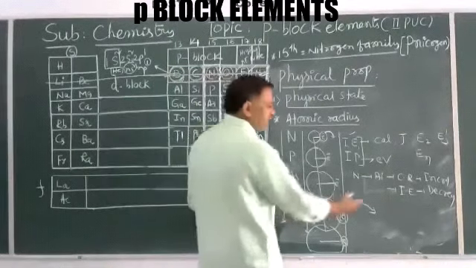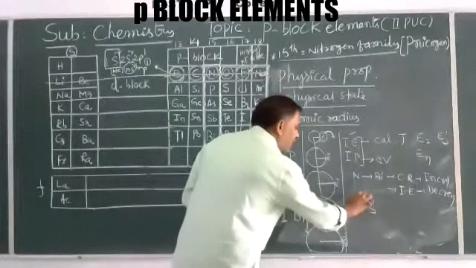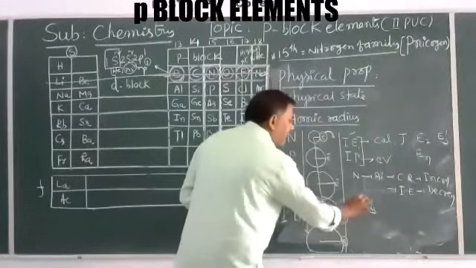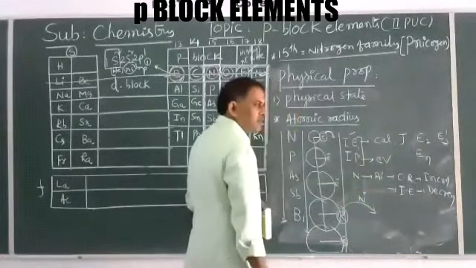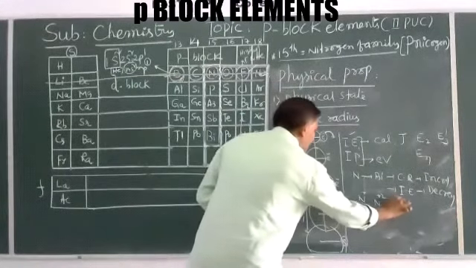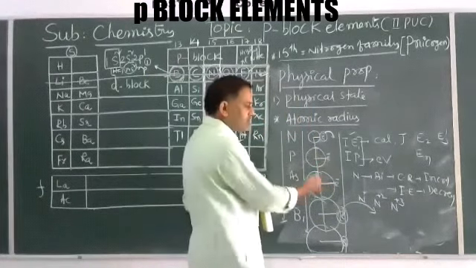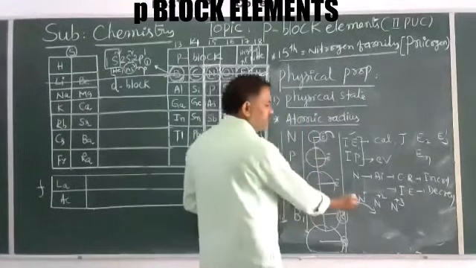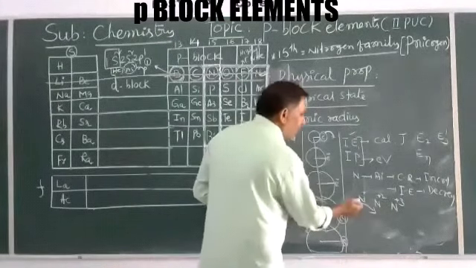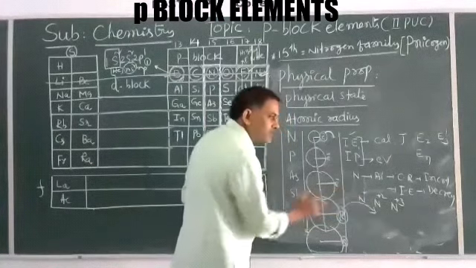Okay. So whenever one electron is removed from the outermost orbit, it becomes an ion like N plus, then N plus 2, N plus 3. Nitrogen shows variable oxidation states. I will explain that tomorrow in the next classes. Nitrogen exhibits variable oxidation states. Whenever electrons are removed from the outermost orbit, size decreases.